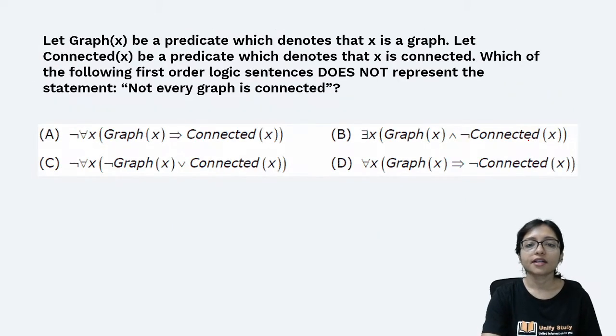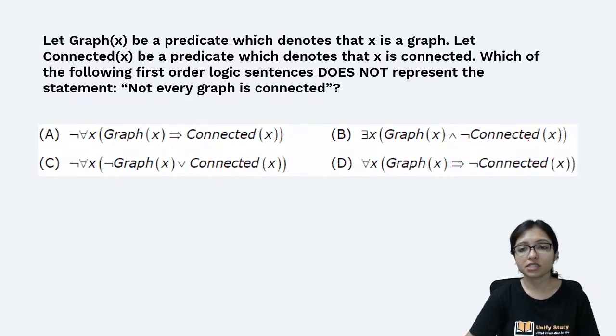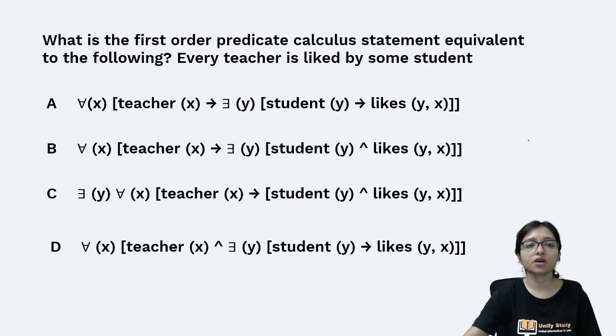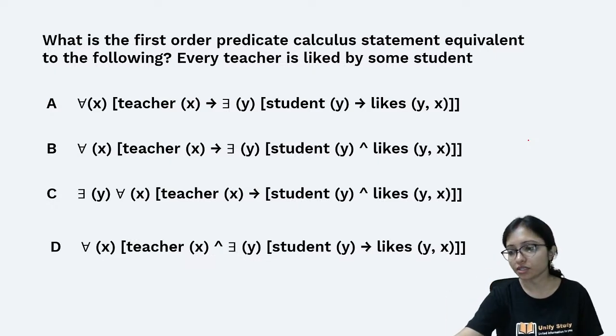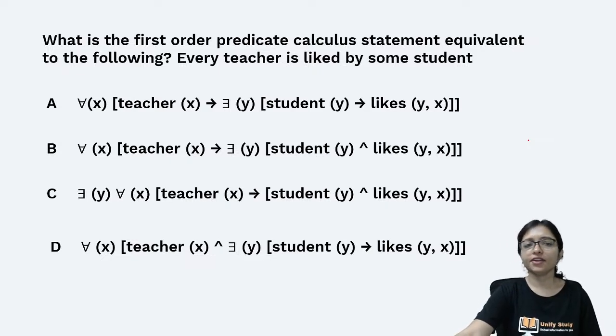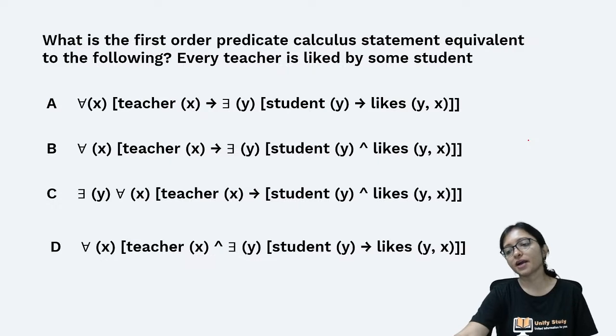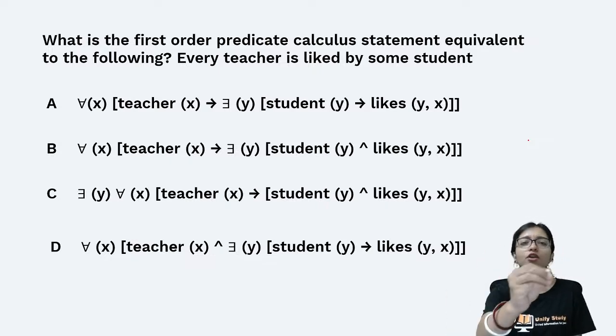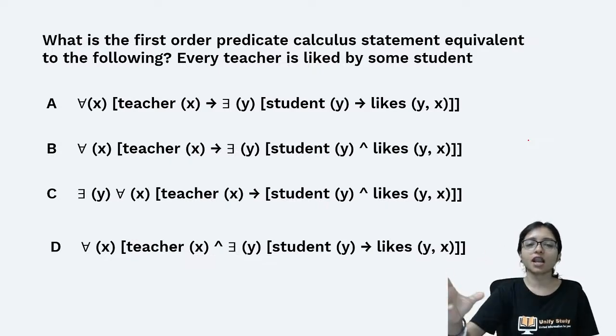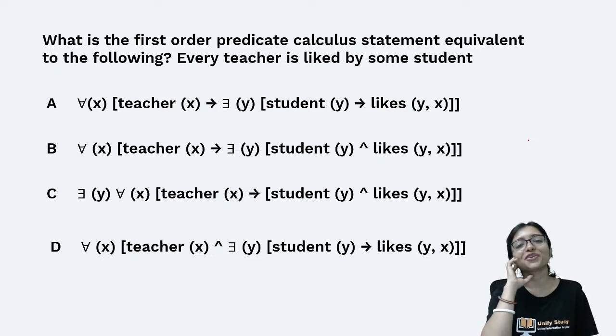Now do this one. This we already did just now. Do this one. Every teacher is liked by some student. But you did not like me. Every teacher is liked by some students, but some students don't want to like, every time they dislike. Always I am getting one or two dislikes in whatever class.